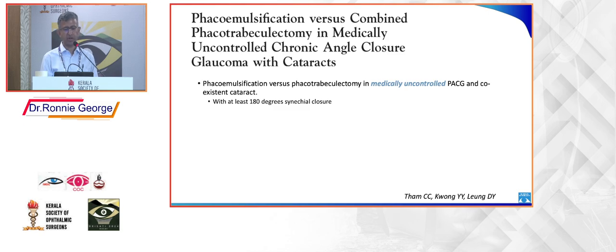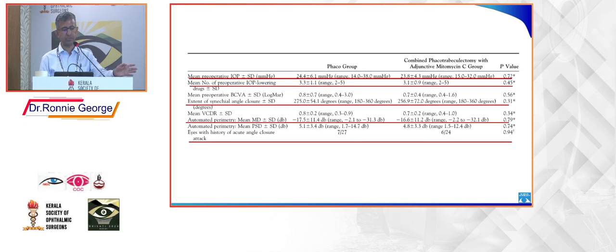But what if you have medically uncontrolled PACG? There are two papers which have compared phacotrabeculectomy in medically uncontrolled chronic angle closure glaucoma with cataracts versus phaco alone. These are eyes which had at least 180 degrees of synechial closure. You can see the IOPs were about 24. They were on more than 3 drugs each. They had close to 270 degrees of synechial closure. They had fairly significant visual field damage, minus 17 and minus 18 decibels. And about a quarter of the eyes in both groups had a history of acute primary angle closure.